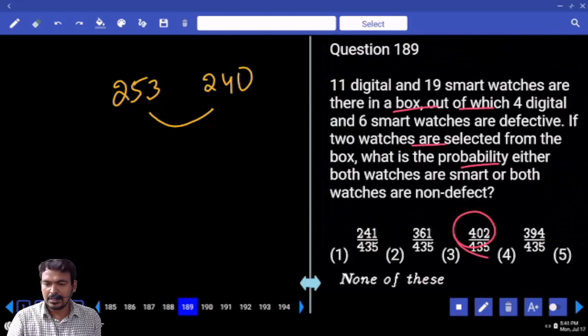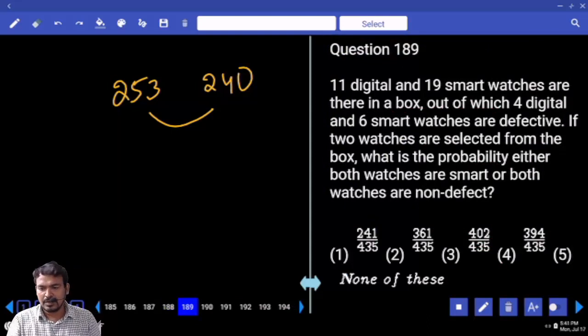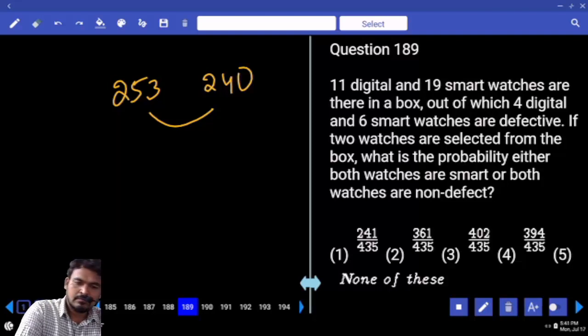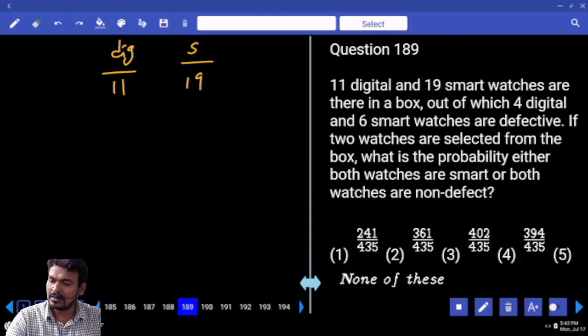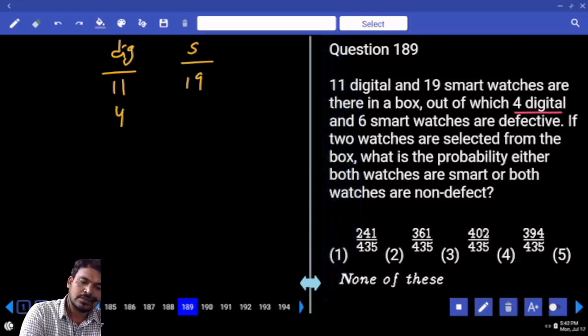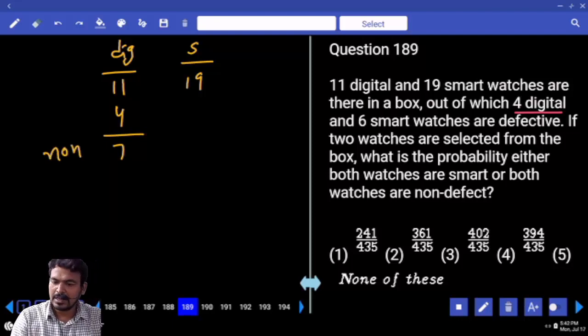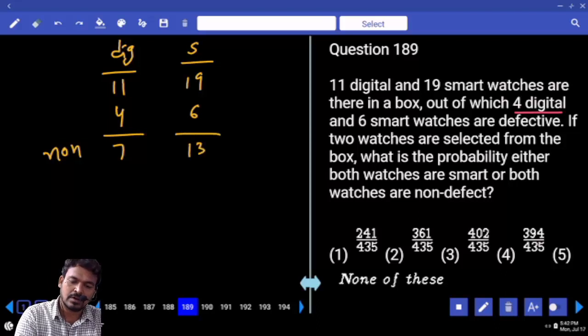Next question number 189. 11 digital and 19 smart watches are there in a box, out of which 4 digital and 6 smart watches are defective. If 2 watches are selected from the box, what is the probability that either both watches are smart or both watches are non-defective? First of all, how many digital watches are there? 11. How many smart watches? 19. Out of 11, how many are defective? 4. Means remaining 7 are non-defective. Next, out of 19, 6 are defective, non-defective are 13.